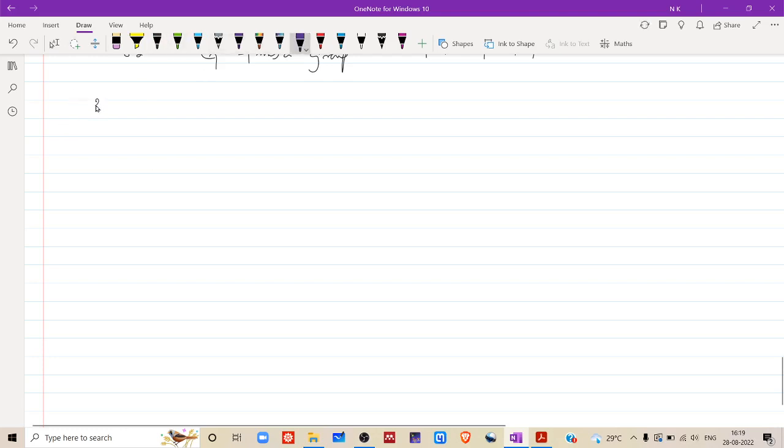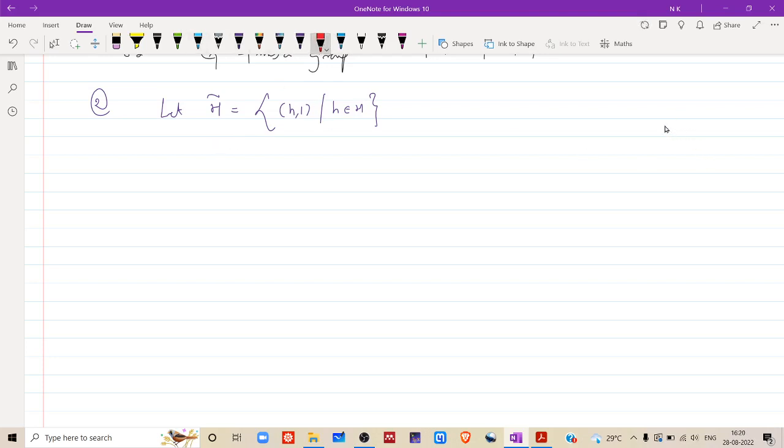So it's the second part now. So let me just label, let H tilde equal the set of all ordered pairs h comma 1 where h belongs to H, right. So our claim is that we have to show that it is a subgroup of G, right. But in that case we have to consider two elements of this. If you want to prove that something is a subgroup, then take two elements from that particular set and prove that x y inverse is also in that set.